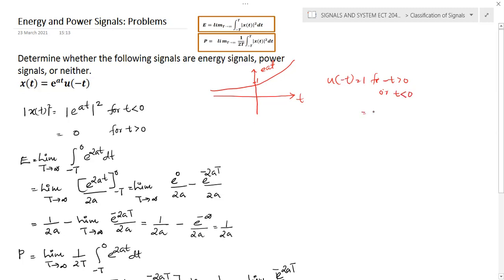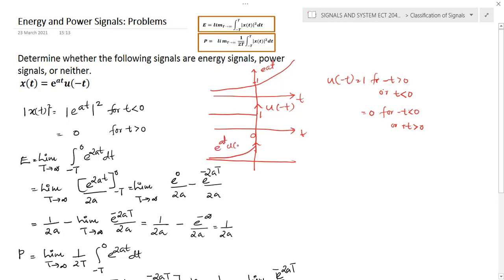So when t is less than 0, the function magnitude is 1, and 0 for minus t less than 0, or I can write plus t greater than 0. So you'll get the signal u of minus t like this. It's a left-sided sequence. The function exists only when t is less than 0. Okay, when t is less than 0. So I can conclude the given signal is something like this, which exists only on the left side, which is equal to e raised to at into u of minus t.